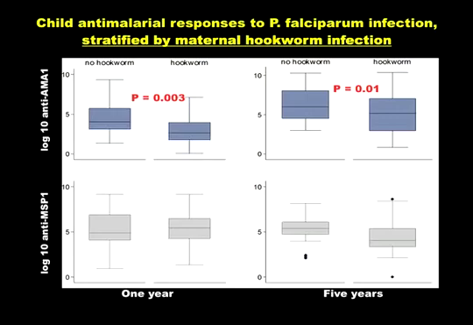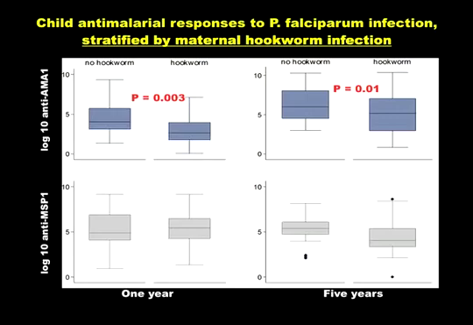And the box plots here are for the responses to AMA1 and MSP1 at age 1 year and at age 5 years. And as you can see with the upper row, children born to mothers who had hookworm had a lower mean anti-AMA1 response compared to children born to mothers who did not have hookworm at age 1. And the interaction was significant.